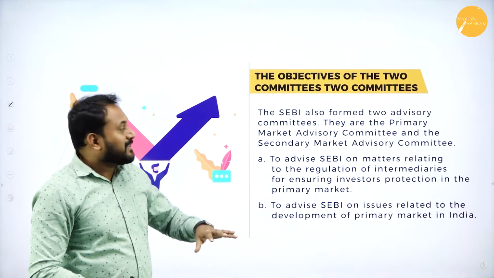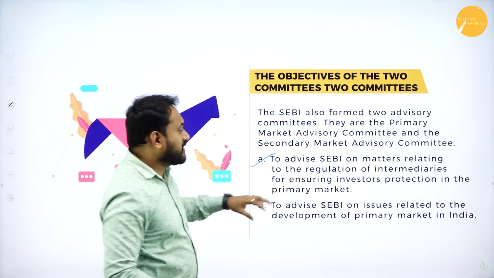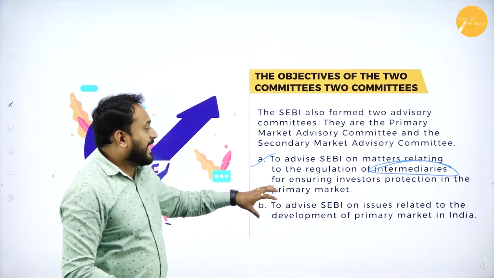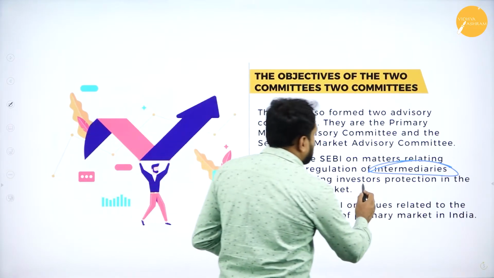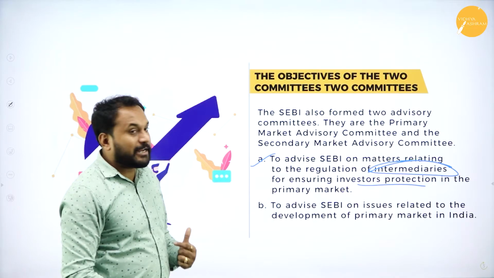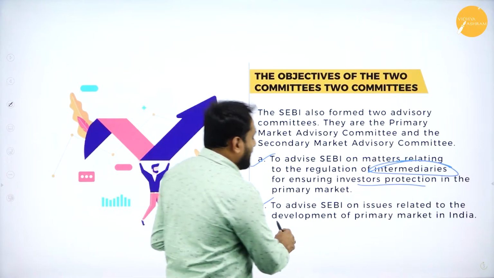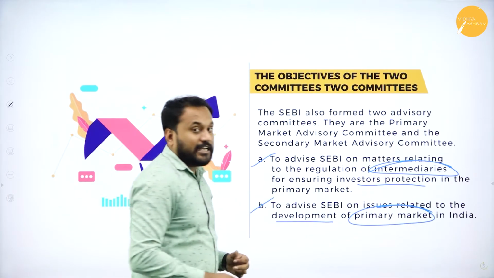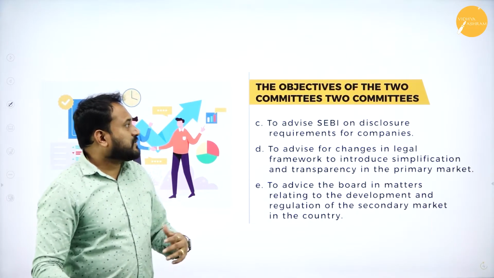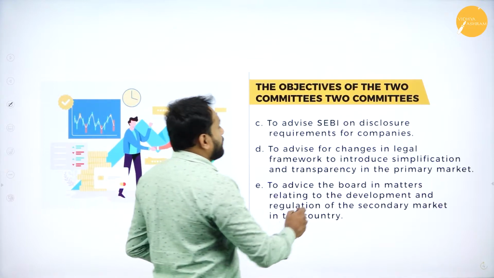They are the primary and secondary market committees to advise Sebi on matters relating to regulation of intermediaries. When I say intermediaries, means the brokers, for ensuring investors' protection. See, Satyam and Maytas, what happened was, the investors were in a loss in the primary market. Second is to advise Sebi on issues related to development of primary market in India. In India, we really need to have a proper primary market. The objectives of the two committees, that is to advise SEBI on disclosure requirements for companies.